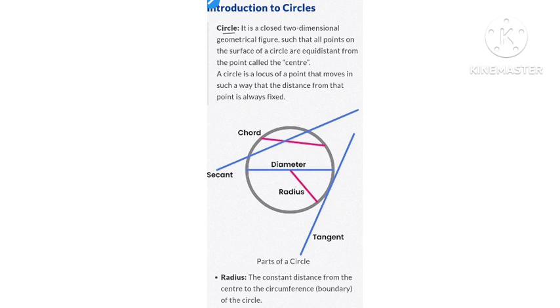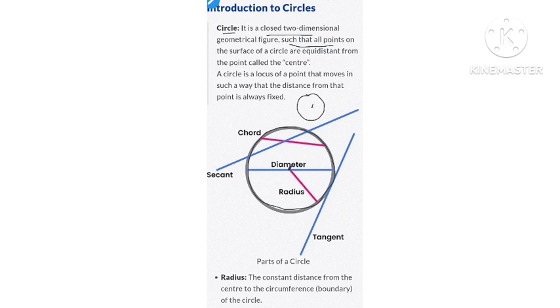The definition of the circle is: it is a closed two-dimensional geometrical figure such that all the points on the surface of the circle are equidistant from the point called the center. What does it mean? It means that this is known as a circle, from the center point.